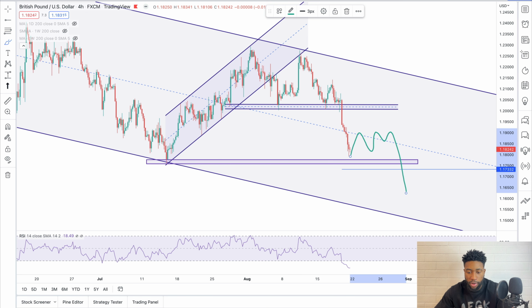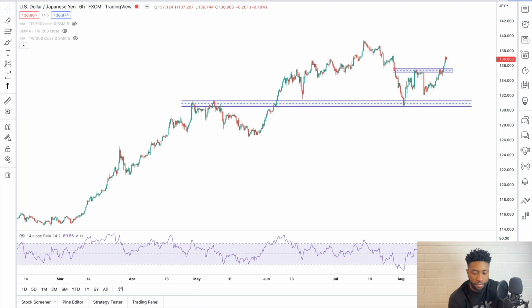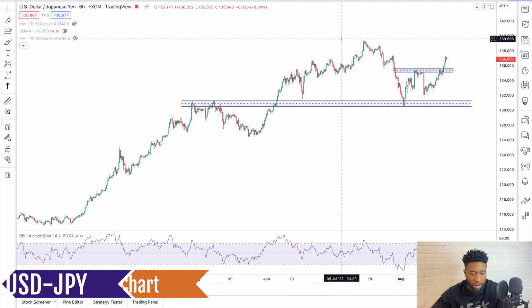So moving on, USDJPY, another interesting chart we talked about last week. Everything right now is moving in line with the DXY. So the dollar is strong.